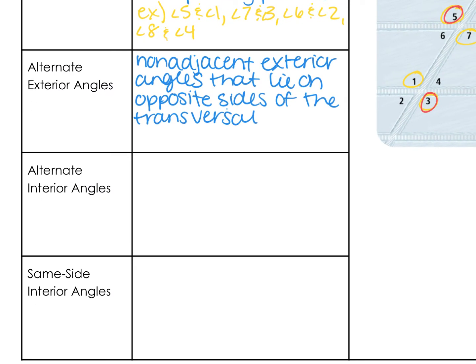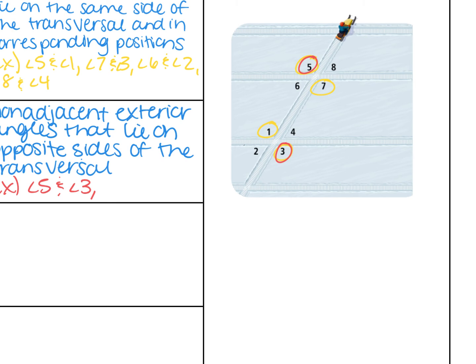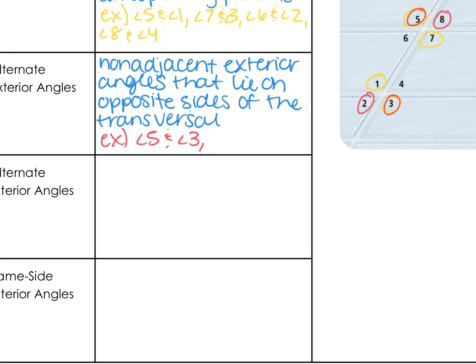Alternate exterior angles, so angle 5 and angle 3, or say angle 2 and angle 8. Angle 2 and angle 5 are not alternate exterior angles. You have to pair them with the correct angle. So 3 and 5 are alternate exterior, and 2 and 8 are alternate exterior, but you can't say 2 and 3 are alternate exterior. It comes in a pair, so be careful with that.